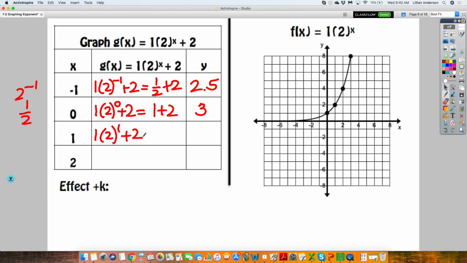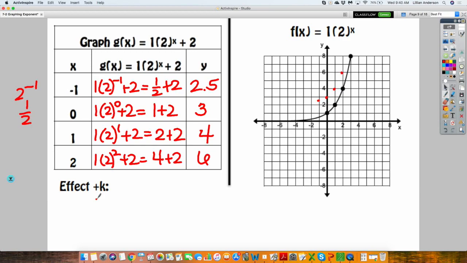What's 2 to the first power? Times 1. So then I add 2, which is 4. What's 2 squared? Times 1. Plus 2 is 6. So these are the points: -1, 2.5; 0, 3; 1, 4; 2, 6.